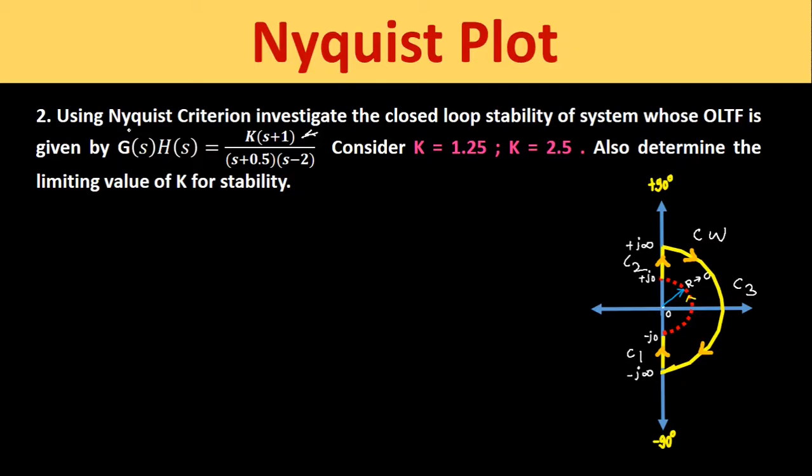So the question is, using Nyquist criteria, investigate the closed loop stability of the system whose open loop transfer function is given by G(s)H(s) is equal to K times (s plus 1) divided by (s plus 0.5) times (s minus 2). Consider K is equal to 1.25 and K is equal to 2.5. Also determine the limiting value of K for stability.